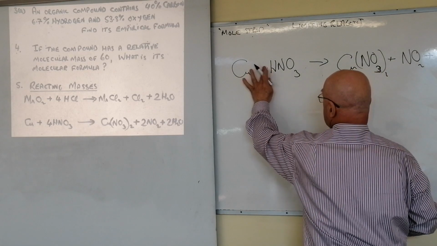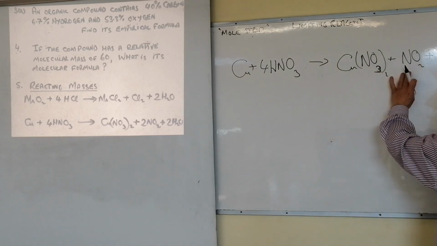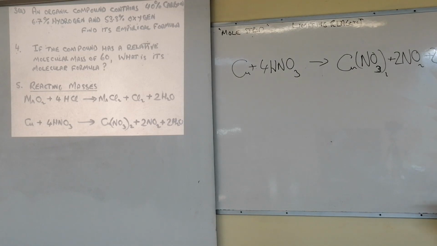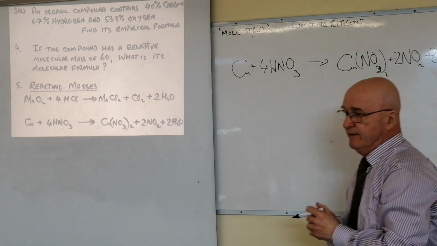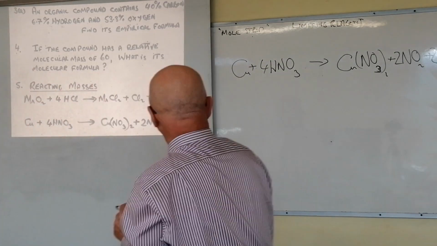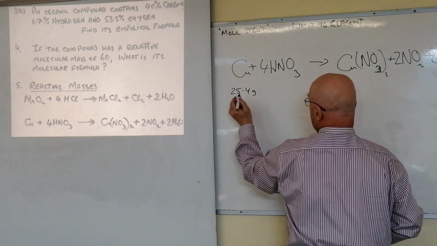There's a 4 here. There's a 1 there. We don't write ones. There's a 2 there, and there's a 2 there. Everybody okay with that? And they'll have told you in the question that they used 25.4 grams of copper. 25.4 grams of copper, okay?